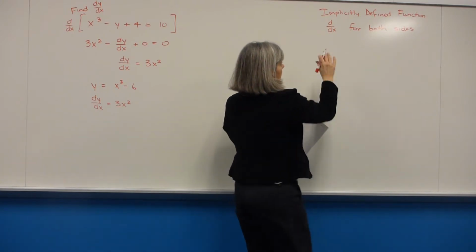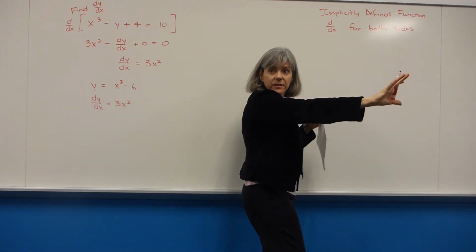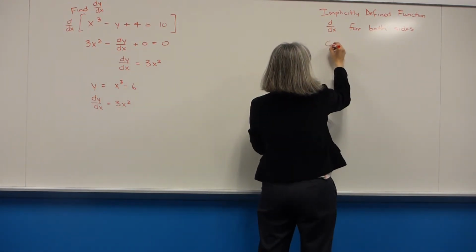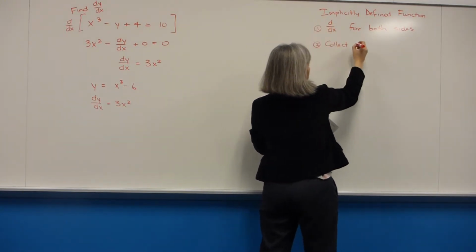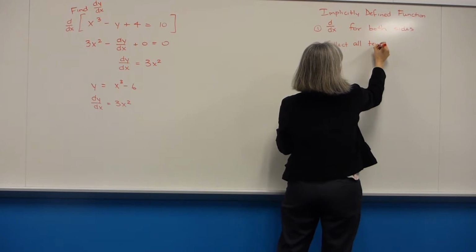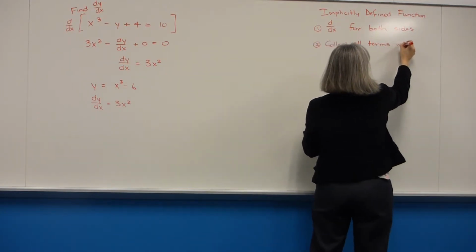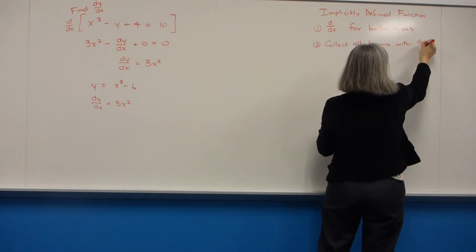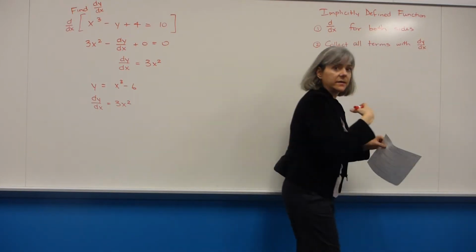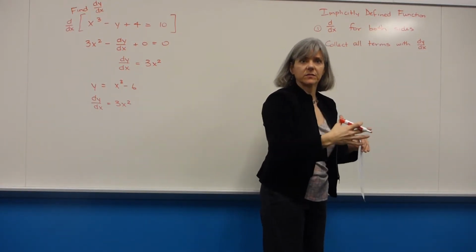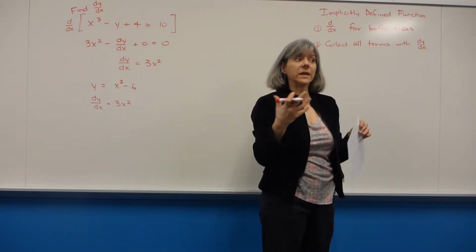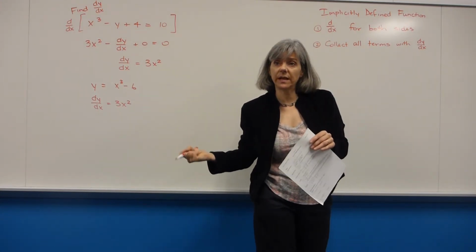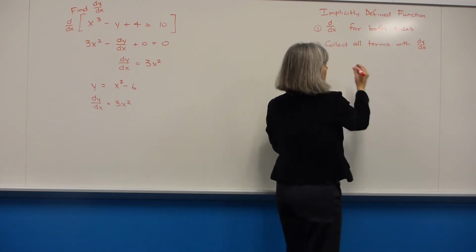So after we take the derivative of both sides, then we're going to collect all terms with a dy dx on one side, everything else on the other side. So remember, we're trying to solve for dy dx. That's the whole point. So we're going to get all the dy dx's on one side, everything else on the other side.